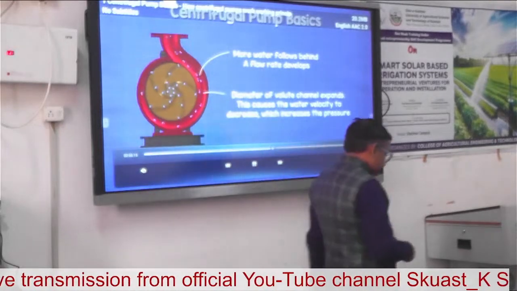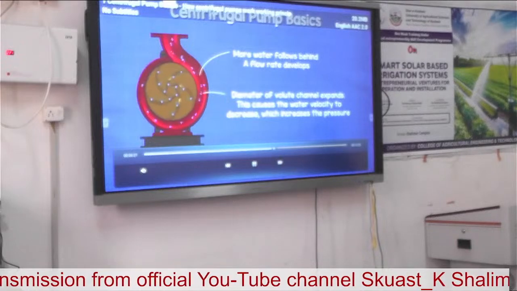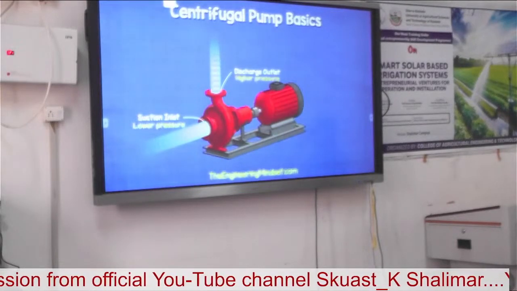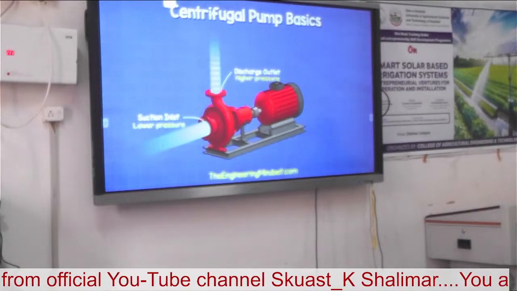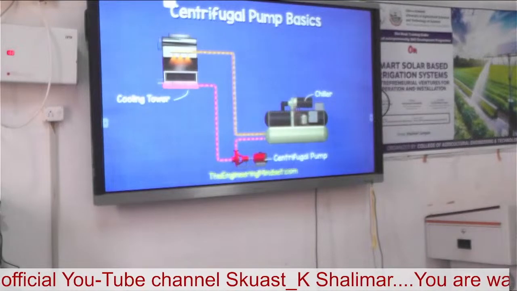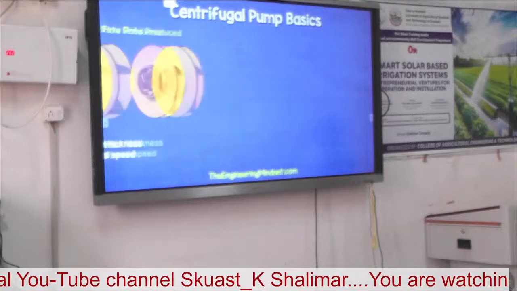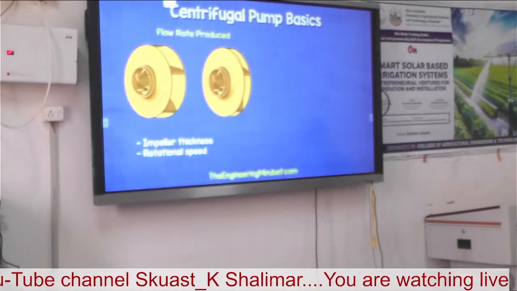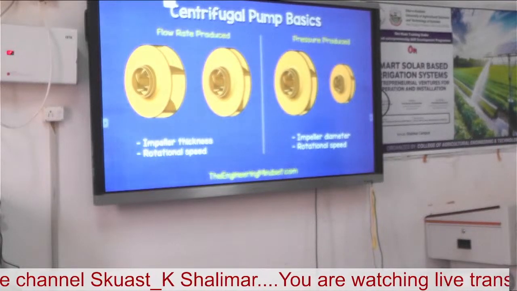As velocity decreases, the pressure increases. This expanding channel therefore allows more water to keep joining and converting into pressure. So the discharge outlet is at a higher pressure than the suction inlet. The high pressure of the discharge allows us to force the fluid through pipes into a storage tank or around the pipe system. The thickness of the impeller and the rotational speed affect the volume flow rate from the pump, but the diameter of the impeller and the rotational speed will increase the pressure it can produce.